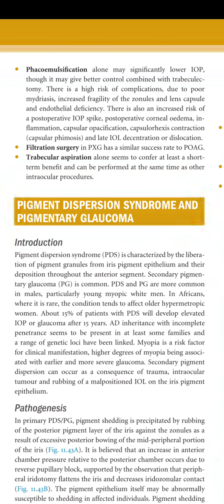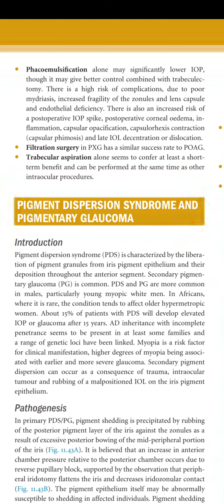About 15% of patients with pigment dispersion syndrome will develop elevated IOP or glaucoma after 15 years. So if a patient is diagnosed with pigment dispersion syndrome, 15% of them will develop glaucoma after 15 years. Autosomal dominant inheritance with incomplete penetrance seems to be present in at least some families, and a range of genetic loci have been linked. So it is basically a genetic association as well. Myopia is a risk factor for clinical manifestation, with high degrees of myopia being associated with earlier and more severe glaucoma.